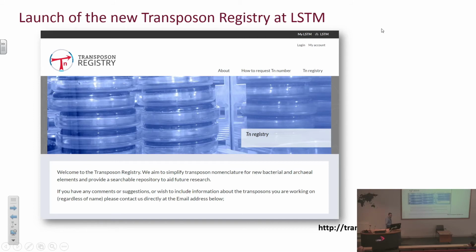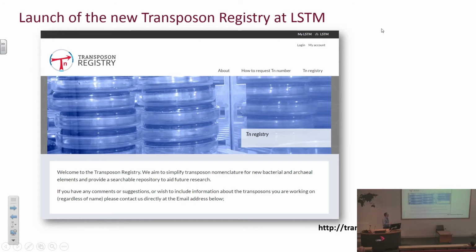So in 2006, I instigated a new transposon registry, which was based on a previous one run by Esther Lederberg out of Stanford, but was left when she retired. And that systematically gave people who requested them TN numbers. So some of the elements that I've referred to here are TN6087, TN916.